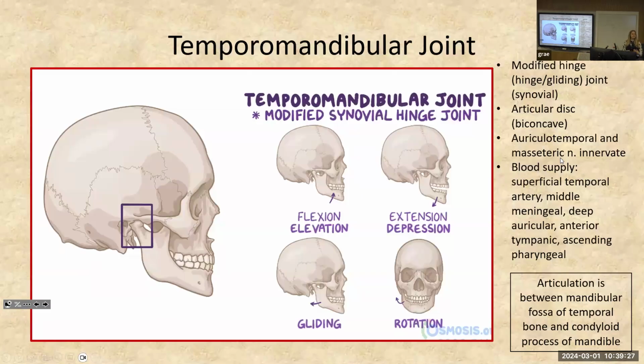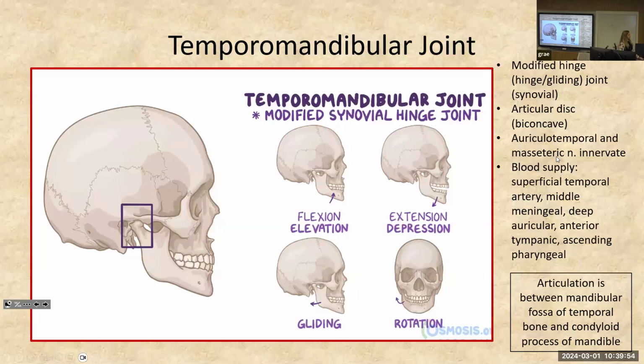Okay, so it is a modified hinge joint. So it does have some gliding motions and some rotation. So your jaw does not just go up and down, up and down. You can move your jaw from side to side, and you can glide your jaw forward and back. And so here you can see the different movements: we have elevation and depression used instead of just flexion and extension. They both would be correct, but most of the time when talking about the jaw, we would use elevation and depression.